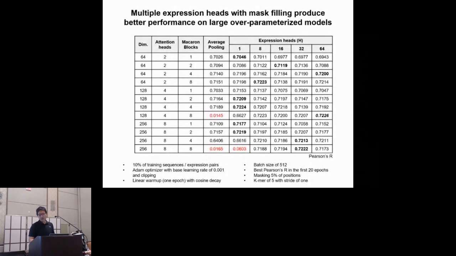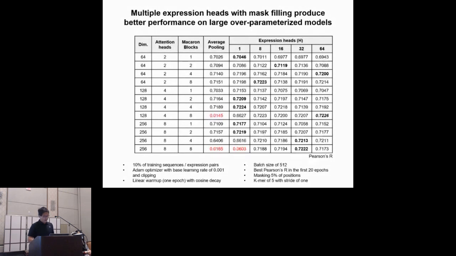We also see that as the models become larger and deeper, global average pooling becomes very difficult to converge. In comparison, the multiple expression heads with mask filling actually produce very stable results, even when the model gets very large.